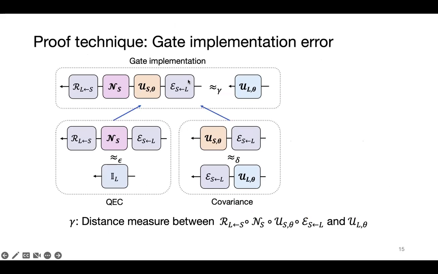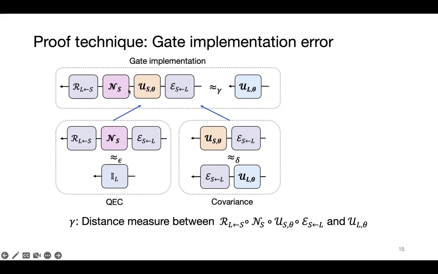So we actually consider the distance between these two gates on the left-hand side and right-hand side. On the left-hand side, we have a quantum channel, which is the composition of four quantum channels: the encoding channel, the physical Hamiltonian evolution, the noise channel, and the decoding channel. And we can see that if the code is covariant and also a perfectly error correcting code, then it's going to be equal to the logical Hamiltonian evolution on the right-hand side here.